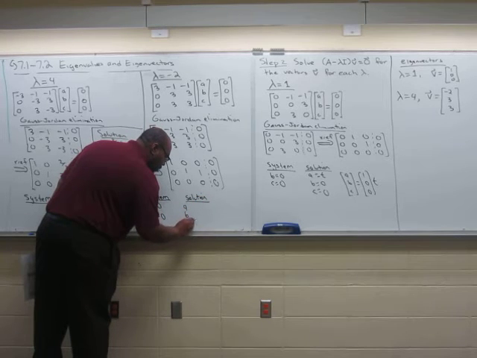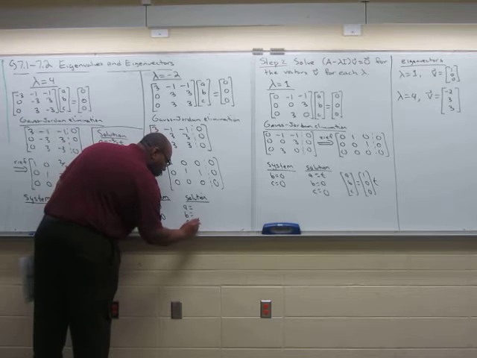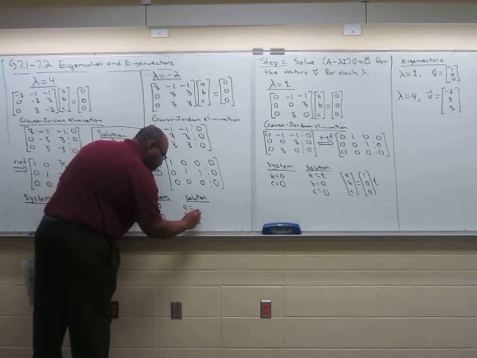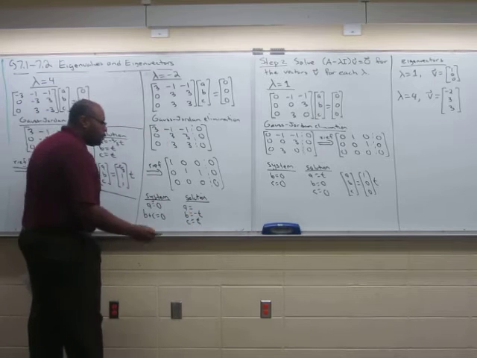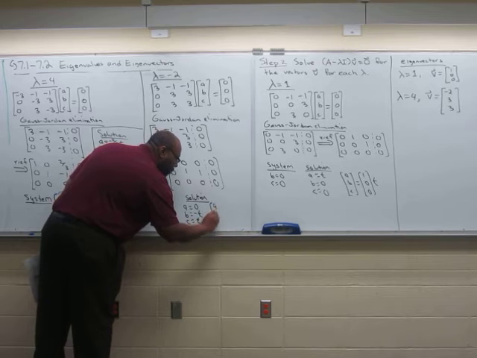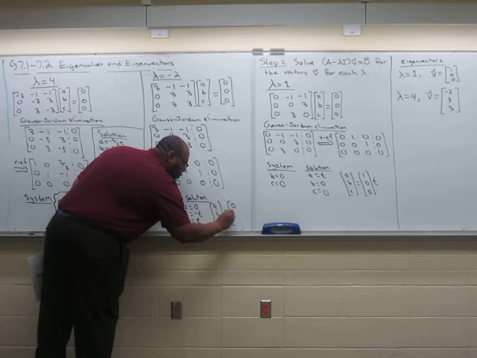A, B, C. C can be anything it wants to be. Let's call it T. B is equal to negative T. A is equal to 0. So my vector formula A, B, C is going to be 0, negative 1, 1. That's T.